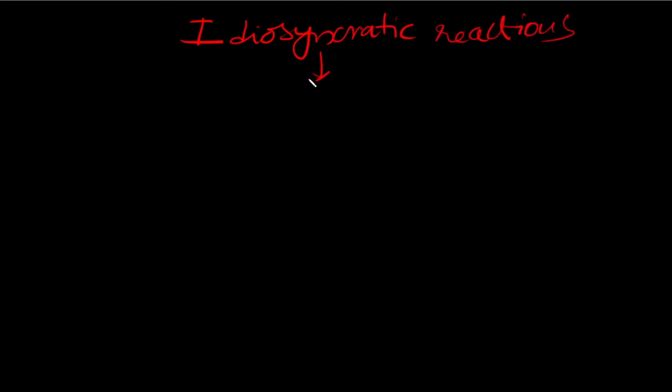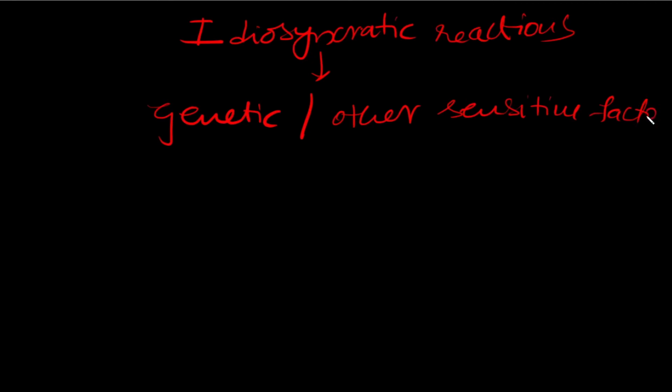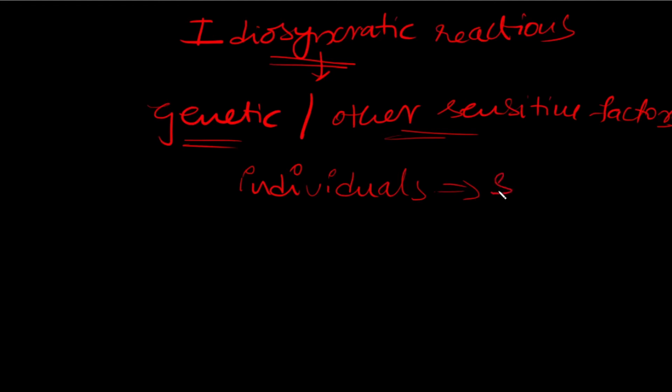Let's look at idiosyncratic reactions. These are abnormal reactions of an individual to a chemical because of genetic or other sensitive factors. These occur very rarely, in only a few individuals, whom these factors make susceptible.